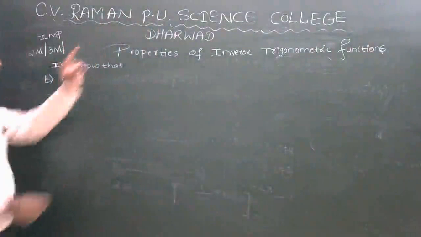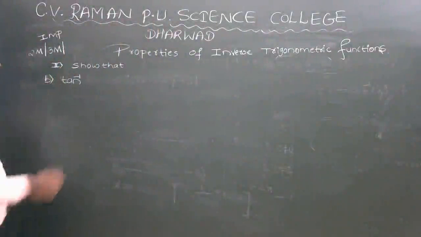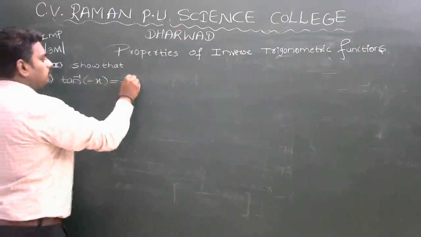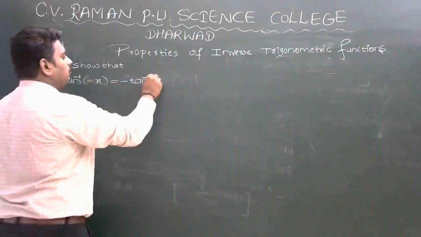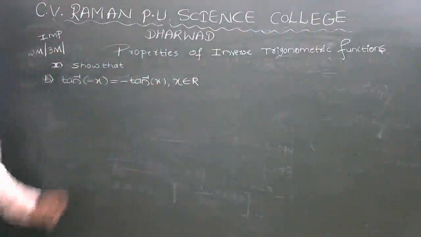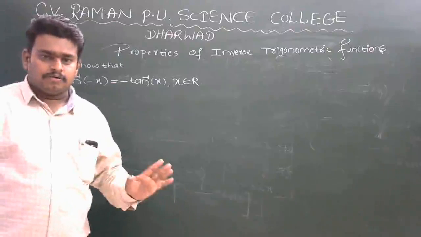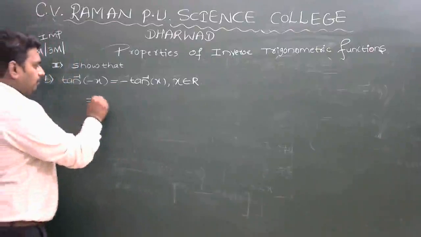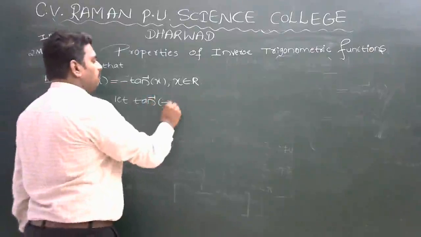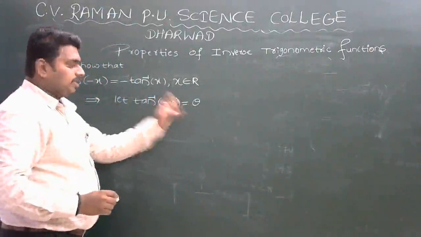In that second, we'll go for B. Tan inverse of minus x equals minus tan inverse of x, where x belongs to the set of real numbers. The same procedure as before, we repeat. Let tan inverse of minus x equal theta.